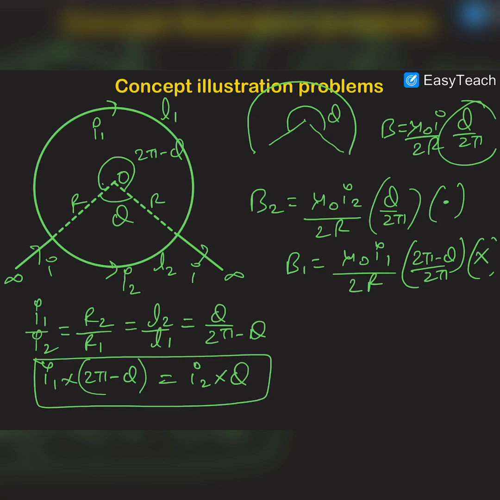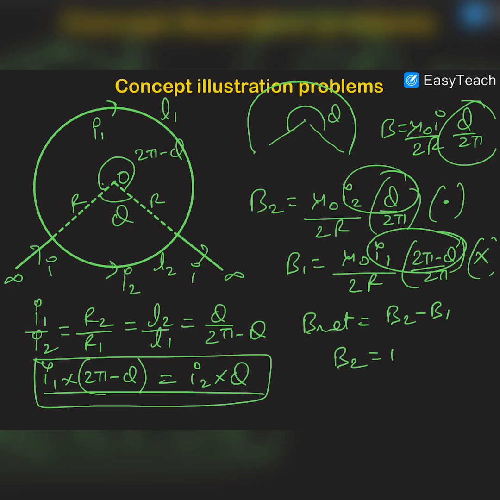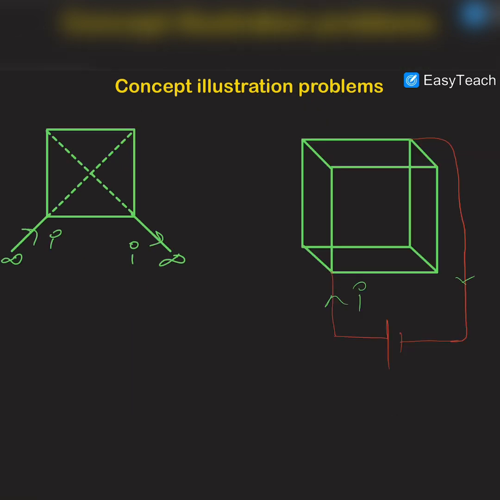So you can see that both magnetic fields are pointing against each other, in the opposite direction, and I2 into theta and I1 into 2 pi minus theta are the same. So the net magnetic field will be B2 minus B1, and as we know that B2 is equal to B1, the net magnetic field will be 0. So this is a very important law in these kinds of questions: if current divides on its own, then the net magnetic field will be cancelled out.